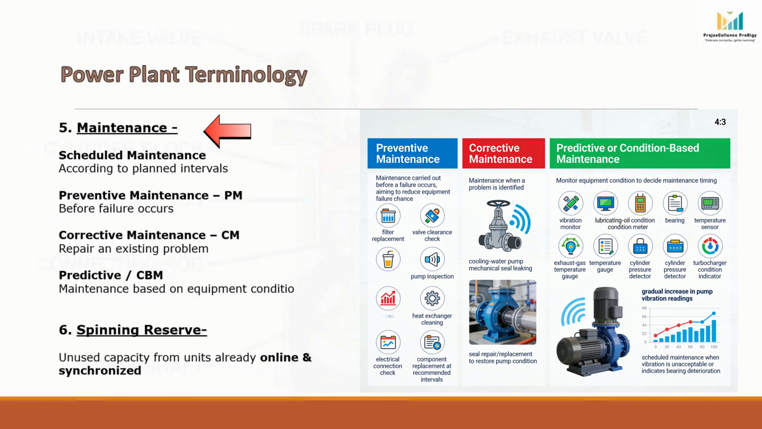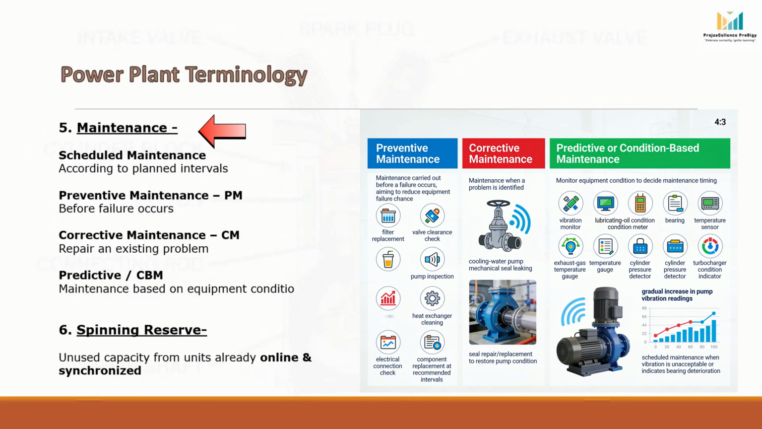The last is predictive or condition-based maintenance. In this maintenance, we monitor the actual condition of the equipment and use this information to decide when maintenance is required. For example, in our engine power plant, we monitor vibration, lube oil condition, bearing temperature, exhaust gas temperature, cylinder pressure, turbocharger condition, and other operating trends.